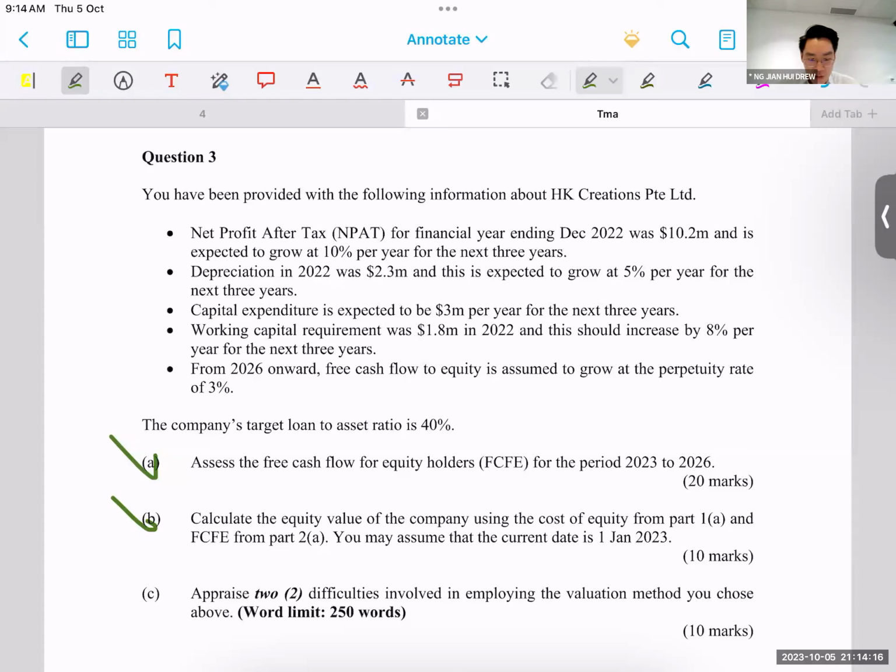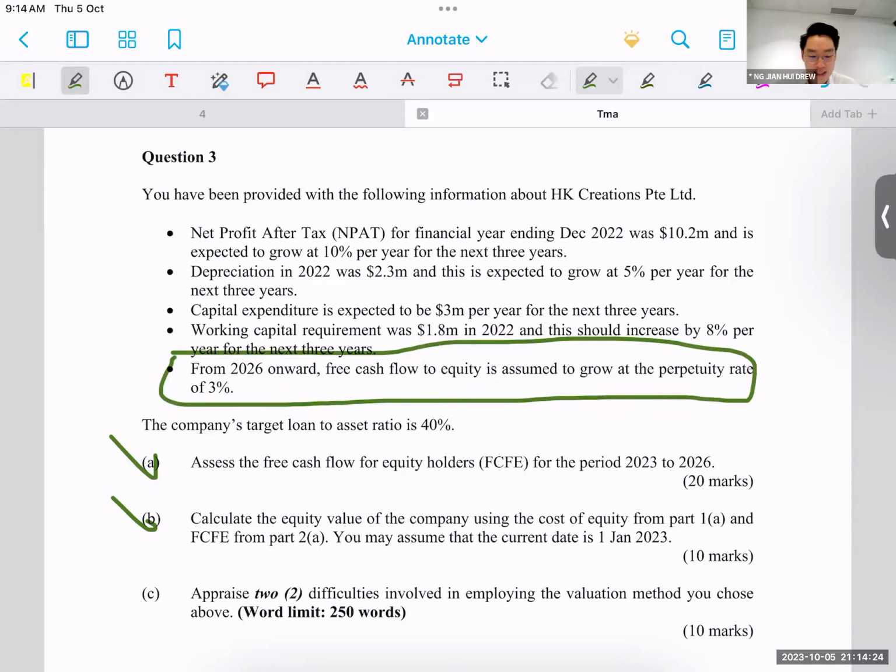What else is important to note here? One thing to take note of is that for 2026, the cash flow grows at 3%. So you need to do a perpetual growth rate of 3%. And because they only give you information up to 2005, 2025, sorry.